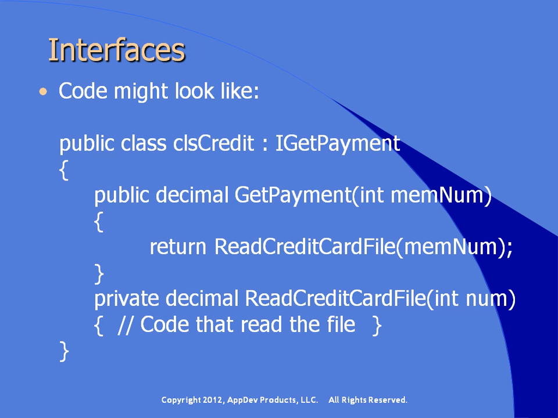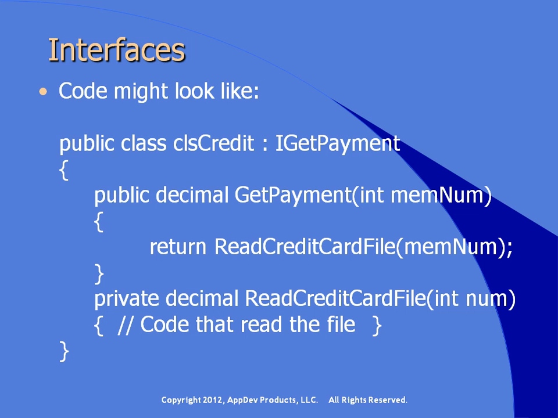We're promising to provide the functionality that is required by the iGetPayment interface. Now you'll notice in the GetPayment interface, I now have a method that's called readCreditCardFile based on the member's number. And we're going to return perhaps a dollar amount there. That then gets returned as a decimal value from GetPayment, and we've fulfilled the interface.